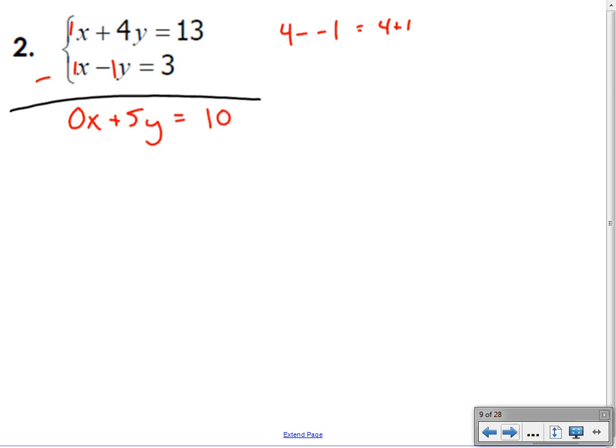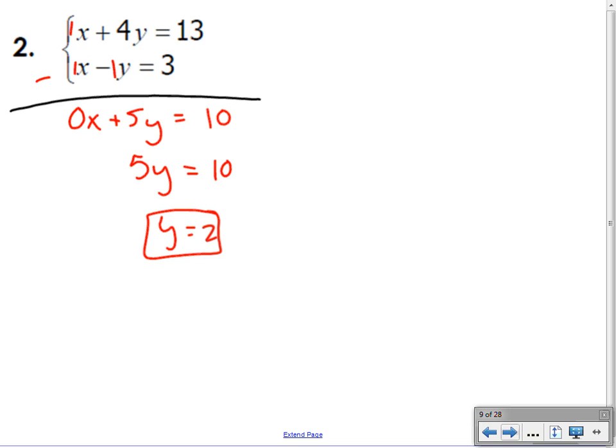So here's our new equation, but here's the thing. If I have 0x, I don't need to write that. The equation that I'm really left with is just 5y equals 10, and to solve this, we know that we should just divide both sides by 5. So pretty quickly, we found what y is equal to for the solution of this system of equations.